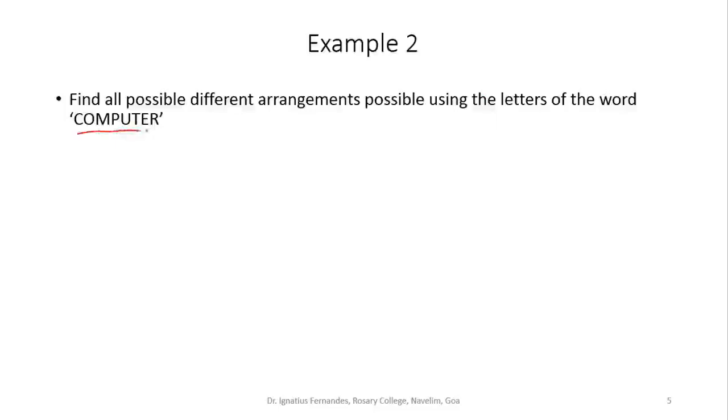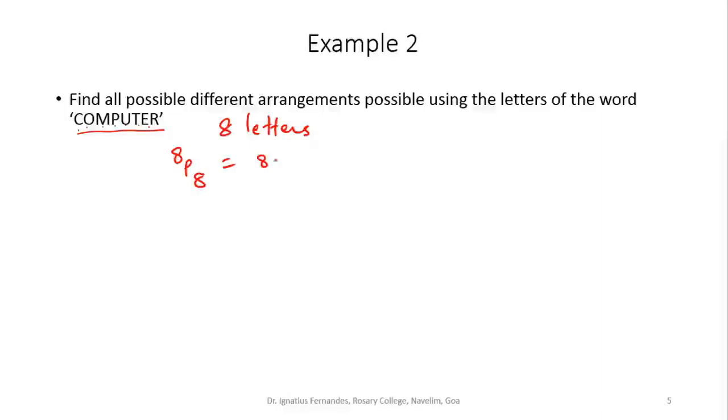of the word computer. Now these are 1, 2, 3, 4, 5, 6, 7, 8. These are 8 letters, and all of them are distinct. And we are arranging all the letters. Find all possible different arrangements using all the letters. So it is using the letters, so it is referring to all letters. These are 8 letters, and we are arranging all 8. So it is like 8P8.